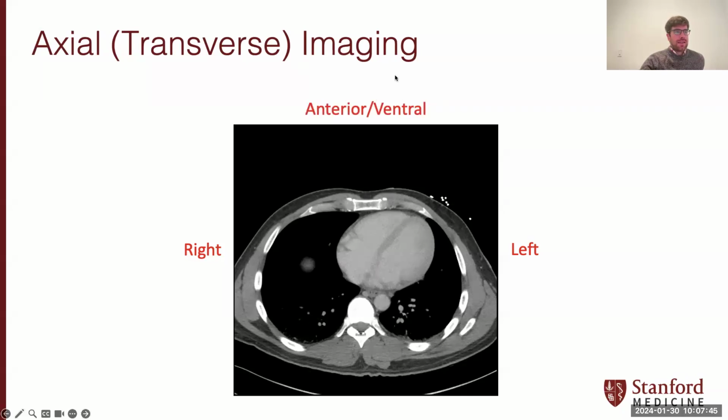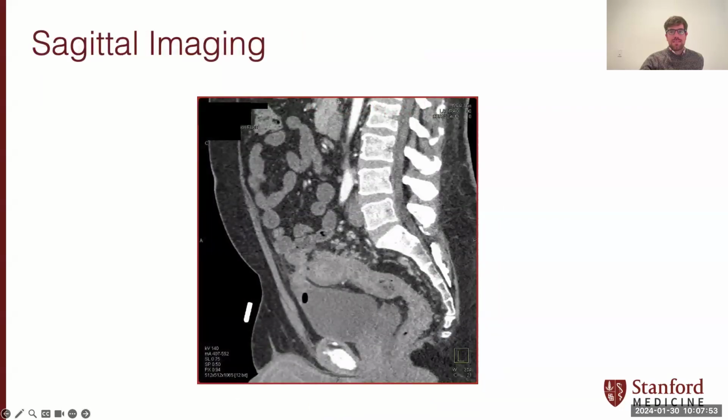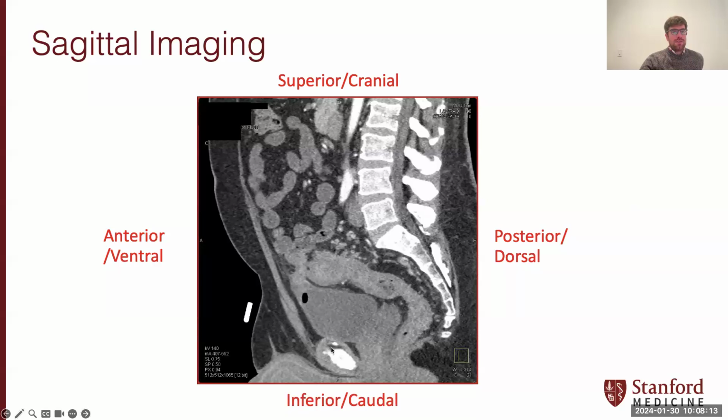This is the front, so anterior or ventral. And then this is the back, or posterior or dorsal in an axial plane. Next up is sagittal. So again, remember this is cutting from front to back. So this is the front, the anterior or ventral portion. This is the back, so the posterior dorsal portion, as you can see by the spine right here. You have superior or cranial up at the top, and then you have inferior or caudal at the bottom.